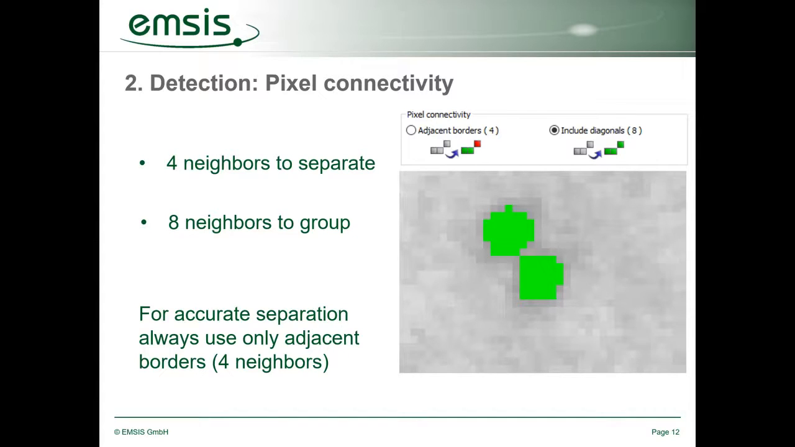You can now easily see that here it is quite important to choose the right value, because this could be 2 5 nanometer labels, but it could also be 1 10 nanometer label, right? So it's quite important here. And typically, if you like to have an accurate separation, you should always use only advanced borders.